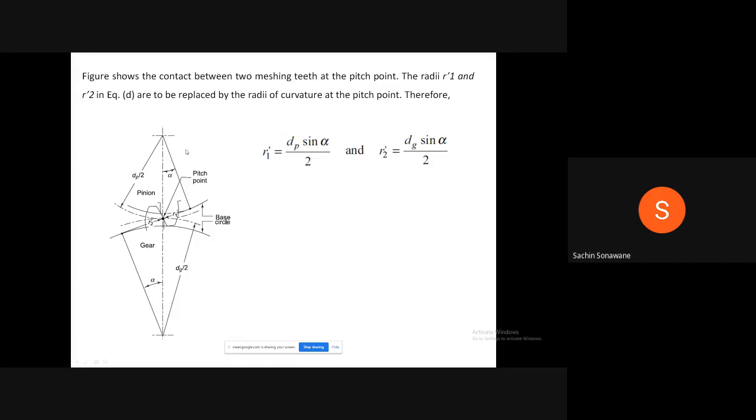Therefore, draw this figure and write down these two formulas, or two equations, or two values, whatever it is. Write down, draw the figure also.